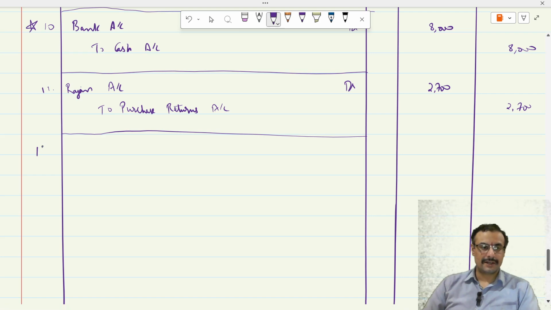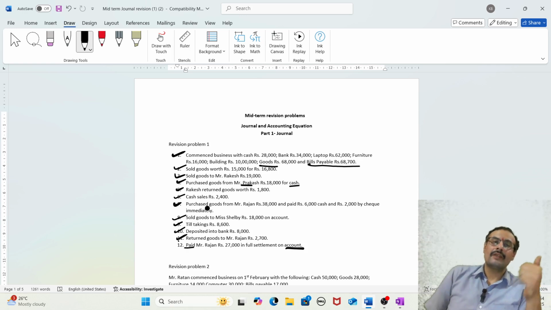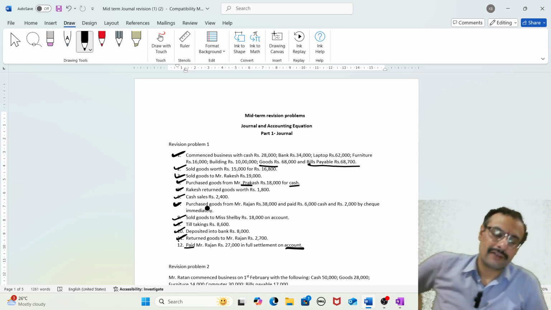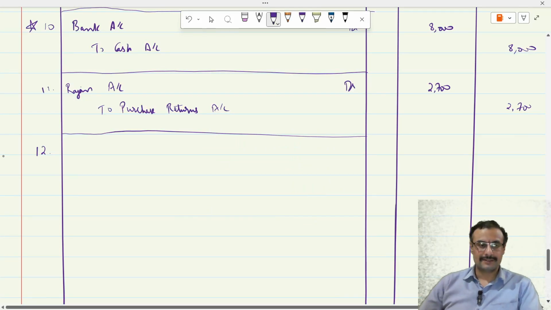Then the last entry, 12th one. The 12th one is the last one. Now, what is it? Paid Mr. Rajan rupees 27,000 in full settlement on account. Now, don't get confused by seeing on account over here. The word paid is there. We have discussed this earlier also. Whenever the word received or paid is given, along with that, even if they tell on account or name, we should give the preference to the word paid and received. Paid is given, so we give the preference to the paid word. And if we have paid, has it been told by cheque? No. So it is a cash transaction. So it will become like this. Please observe.